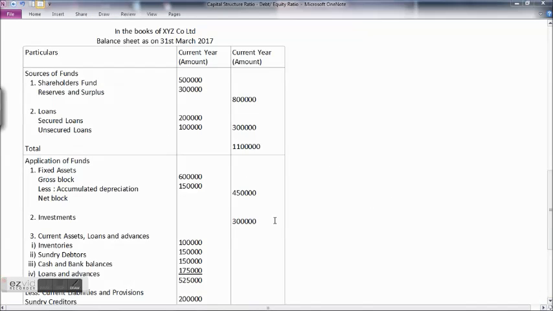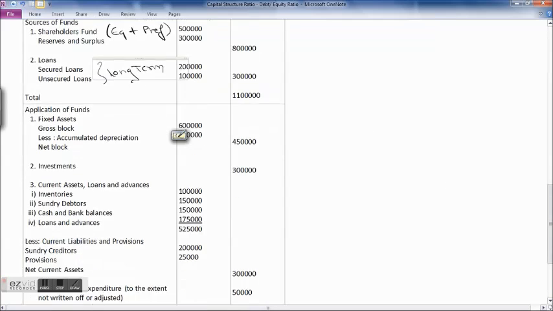This is an example in the books of XYZ Company Limited, balance sheet as on 31st March 2017. You have particulars, current year amount. Then you have sources of fund, shareholders fund. This shareholders fund includes your equity plus preference shareholders. Then reserves and surplus is 3 lakh. Loans, secured loan and unsecured loan, 2 lakh and 1 lakh respectively. All these are long term loans. Now your total of sources of fund comes to 11 lakh.